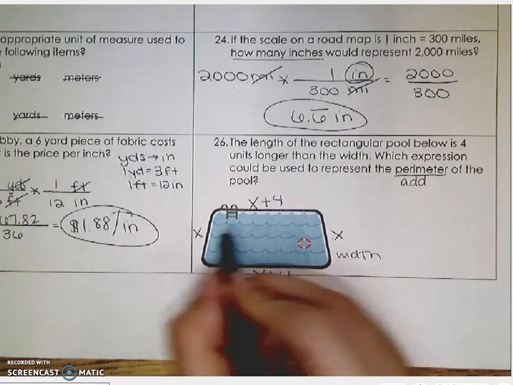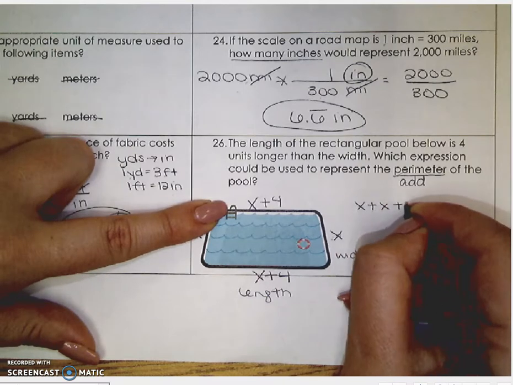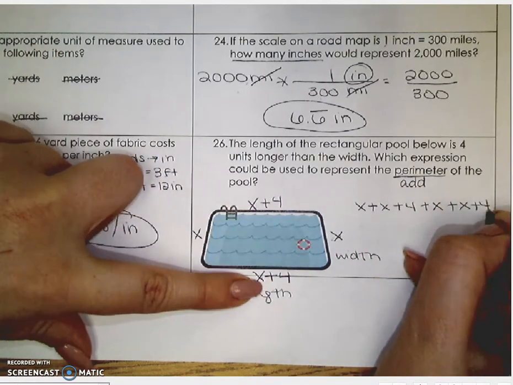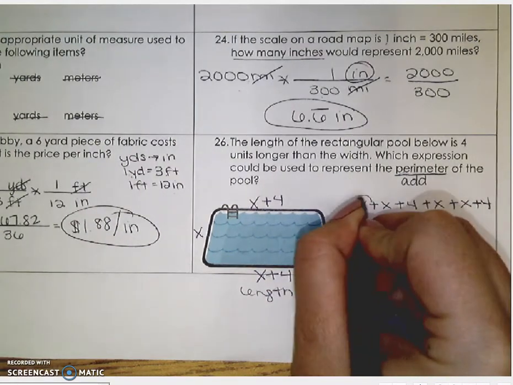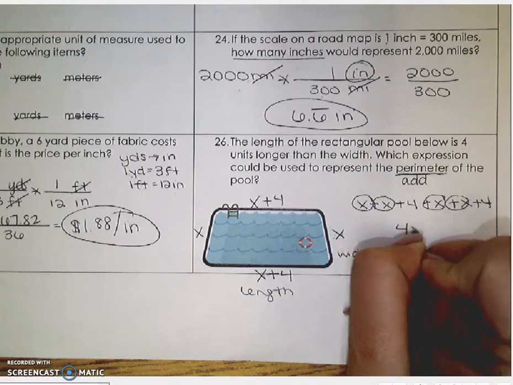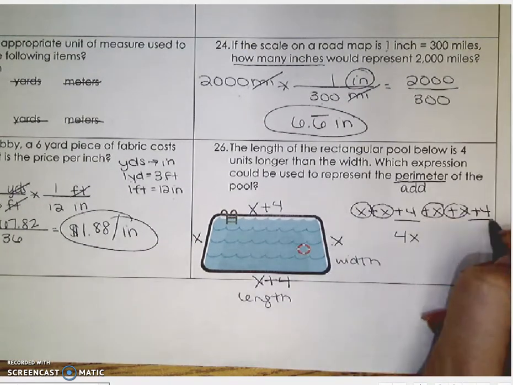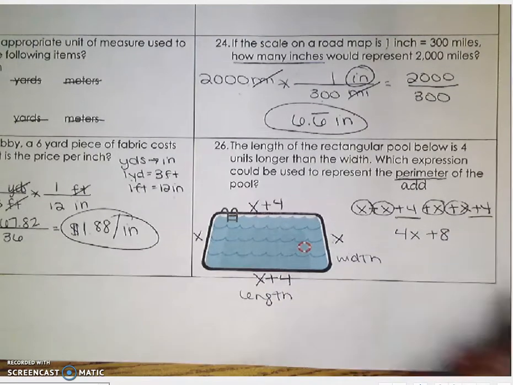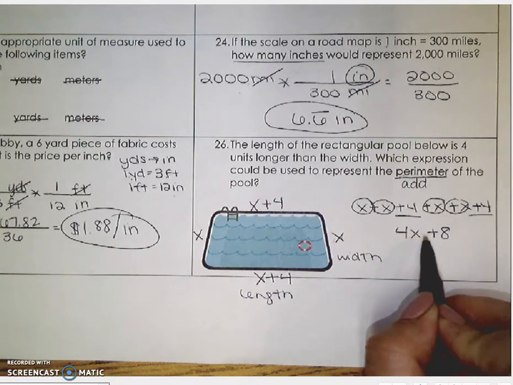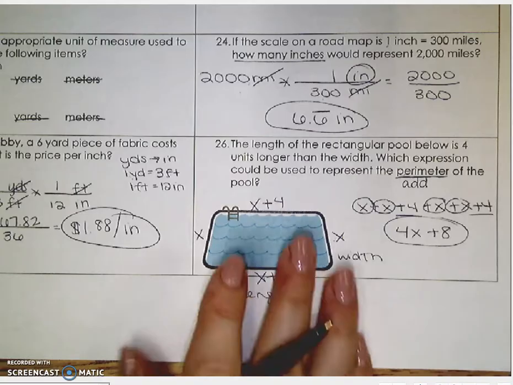Now my length is 4 bigger than my width. I know that these two sides match up and these two sides match up. Now I'm going to add all 4 sides: x plus 4 plus x plus x plus 4. I can combine my like terms. X plus x plus x plus x is 4x, and 4 plus 4 is 8. So the perimeter of this pool could be represented by 4x plus 8. Alright, last page.